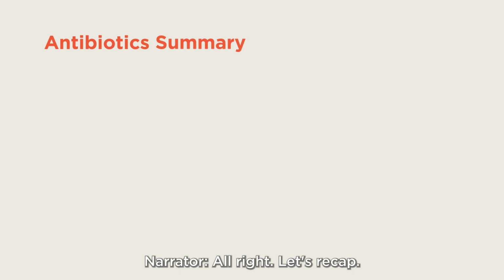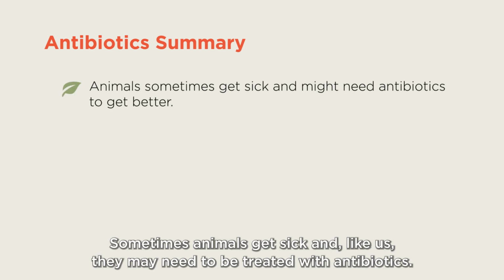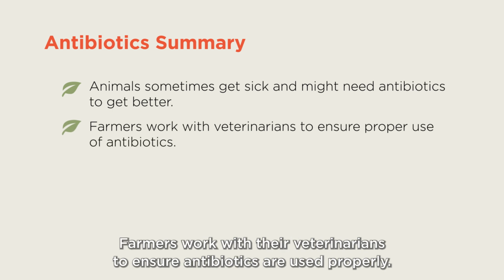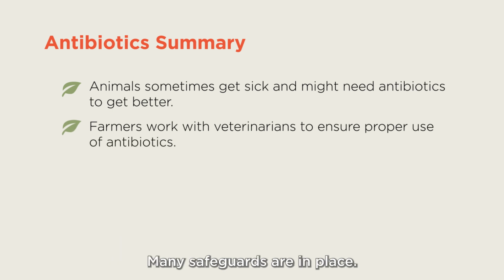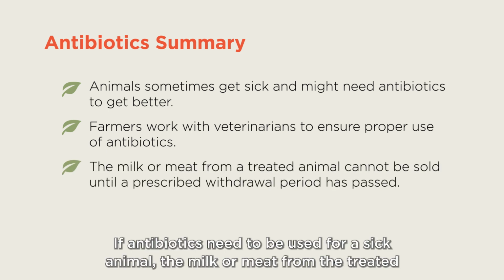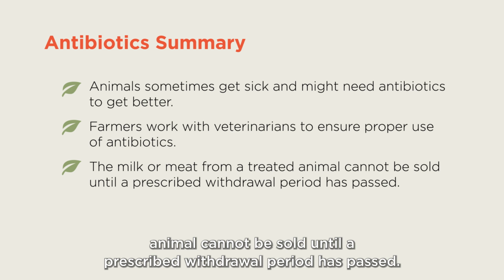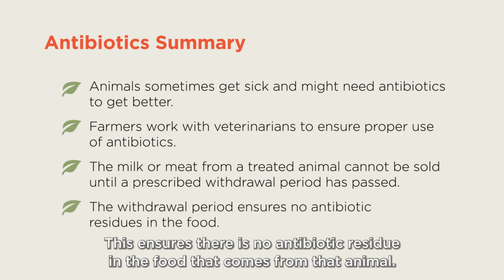All right, let's recap. Sometimes animals get sick, and like us, they may need to be treated with antibiotics. Farmers work with their veterinarians to ensure antibiotics are used properly. Many safeguards are in place. If antibiotics need to be used for a sick animal, the milk or meat from the treated animal cannot be sold until a prescribed withdrawal period has passed. This ensures there is no antibiotic residue in the food that comes from that animal.